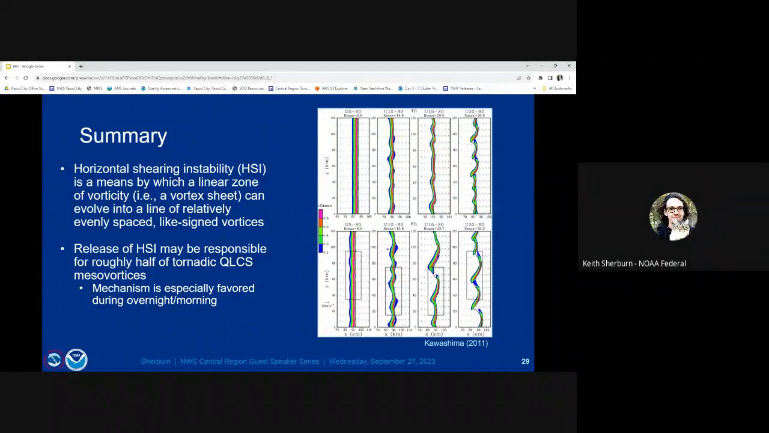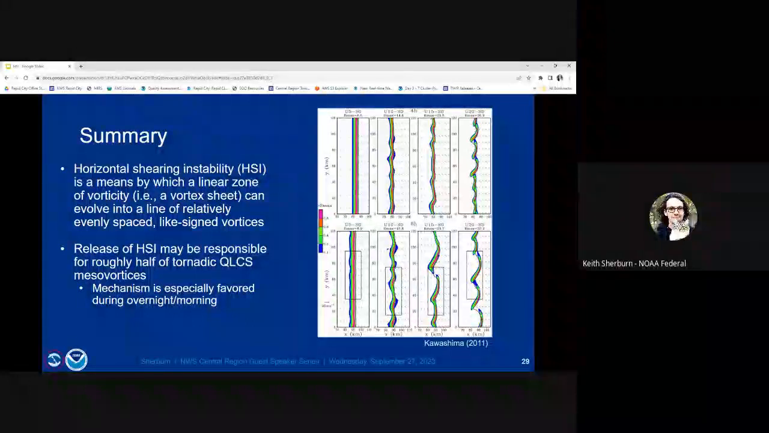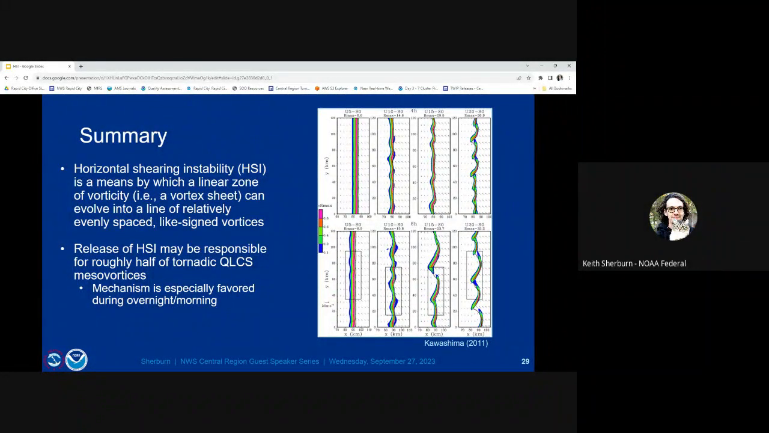It seems to be a pretty complex evolution going from the initial waviness into the development of vortices due to a combination of linear growth, nonlinear growth, and subharmonic interaction. But in some of these cases, it may be a little bit more clear that you're going to start to see this occur, and you can be a little bit more alert when it comes to warning operations in those cases. Based on recent research, it seems like this mechanism might be responsible for about half of tornadic QLCS mesovortices, and it's especially prominent during the overnight and morning. So this is a very important consideration as you get into operations of severe convection in QLCSs.